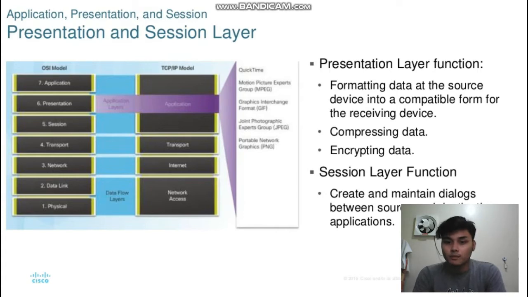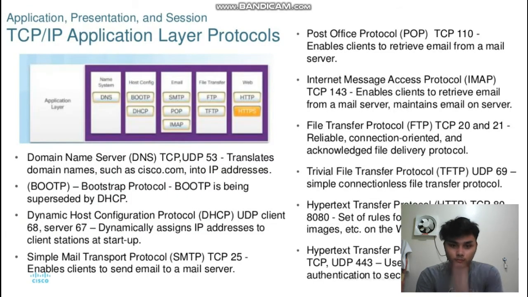Presentation layer function: formatting data at the source device into a compatible form for the receiving device, compressing data, and encrypting data. Session layer function: create and maintain dialogues between source and destination applications. And then we have the TCP/IP application layer protocols. DNS translates domain names such as cisco.com into IP addresses.